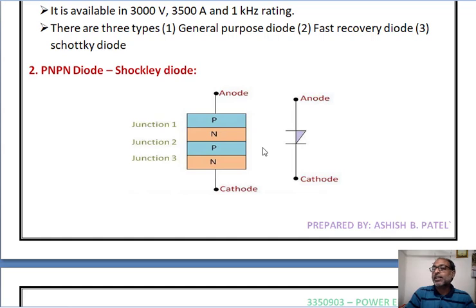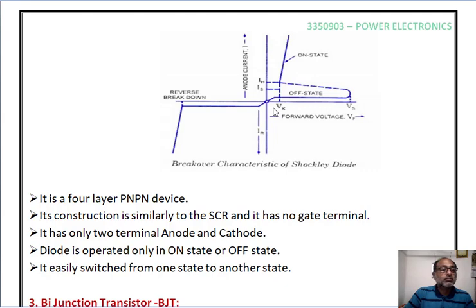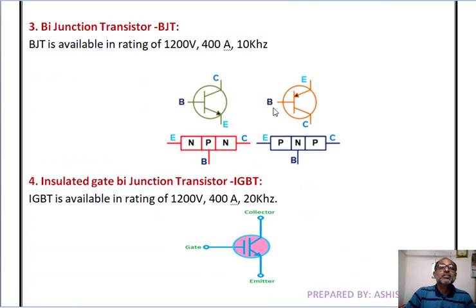The diode is operated in on state or off state. This type of diode is easily switched from one state to another. That means it is very easy to change from on condition to off condition as well as off condition to on condition. Here these are the characteristics of the PNPN diode.